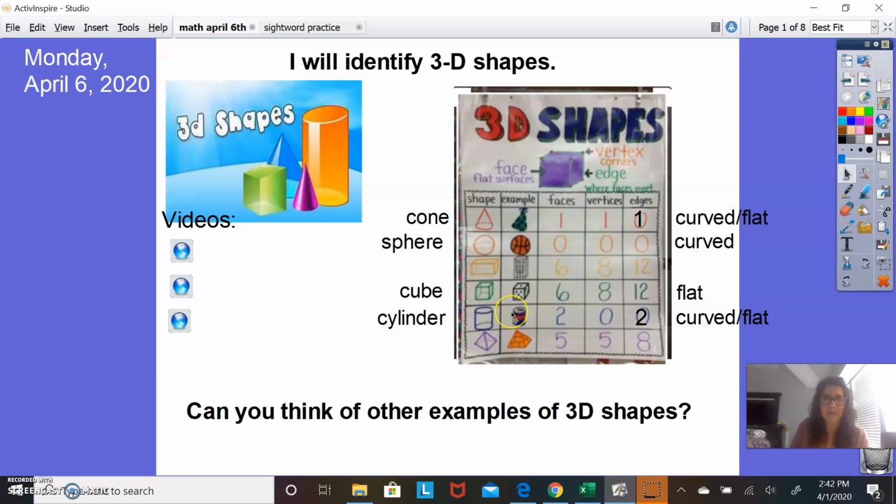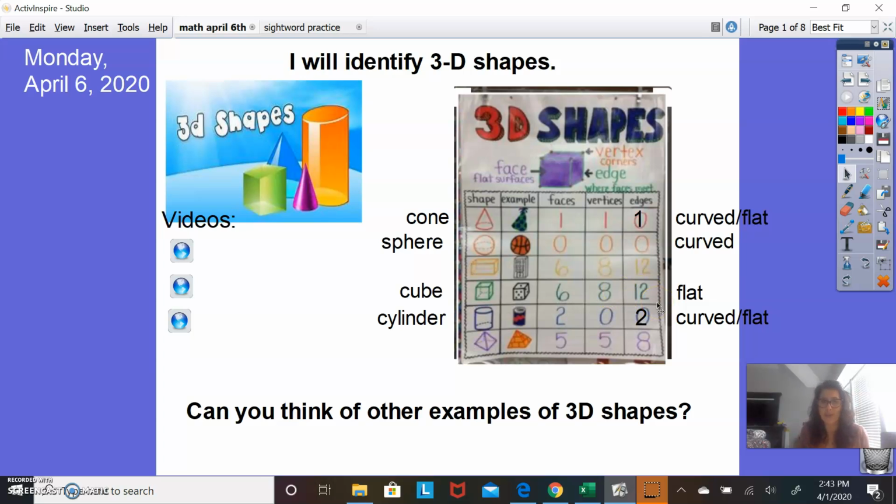So now that we made that correction, let's talk about the sphere. And the sphere has 0 faces, 0 vertices, 0 edges. We talked about the face being a flat surface. We talked about the vertex or the vertices being the corners of our 3D shapes. And then we talked about the edges being where the faces meet. Let's move on to the cube. We talked about the cube and how it has 6 faces, 8 vertices, and 12 edges.